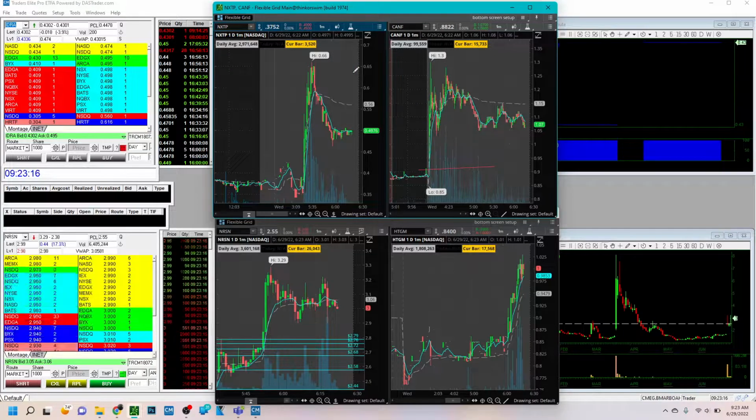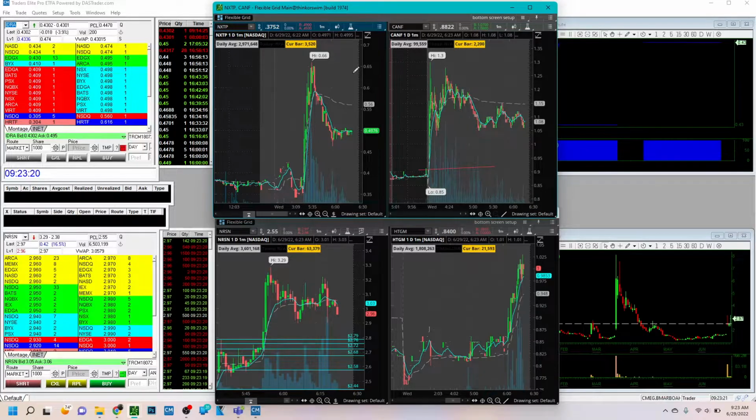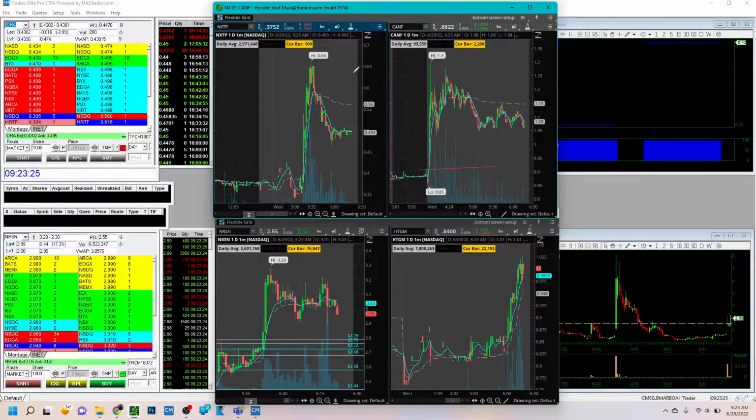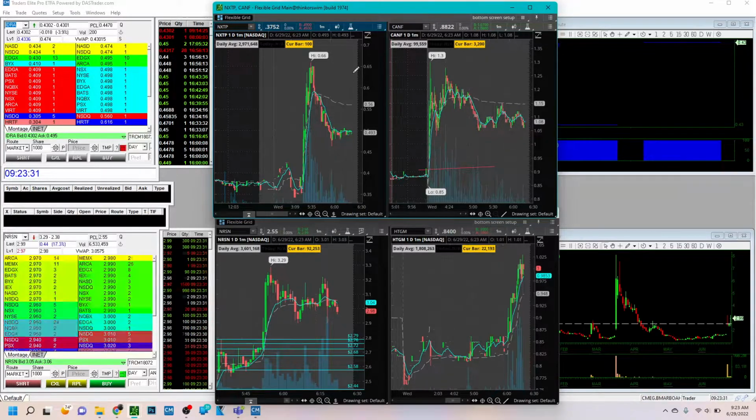What I mean by low float is that the available shares of this company are low. It's not a lot of shares to trade with. And what happens when there's not a lot of shares and there's a lot of buying and selling going on, the price tends to go up very fast.